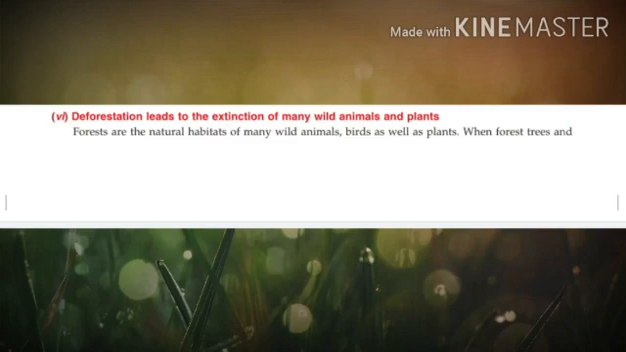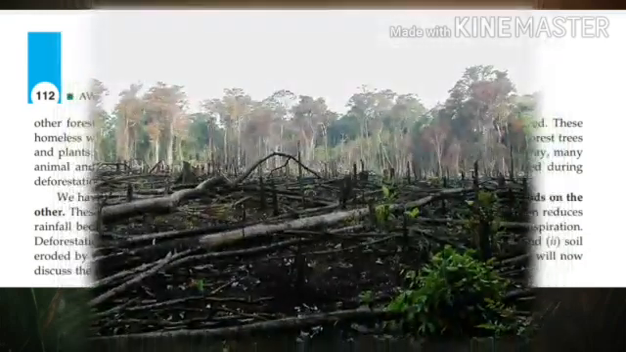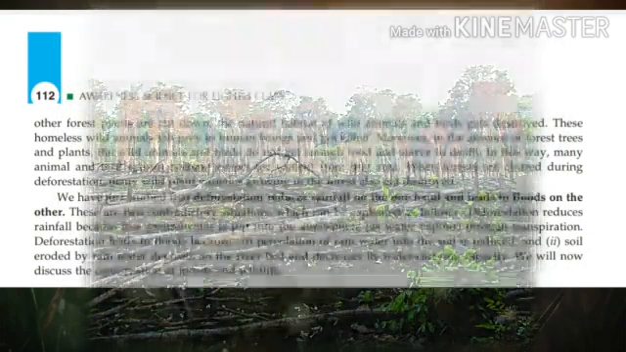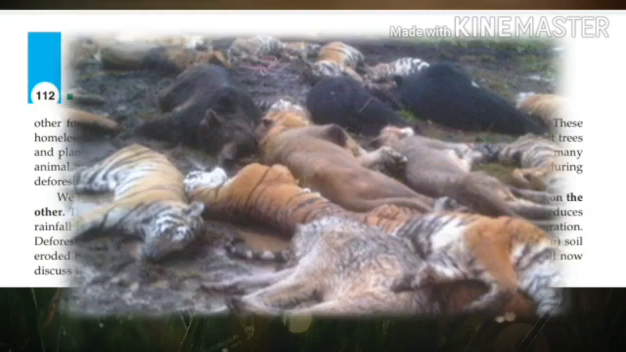And birds also. Many wild birds we find in the jungles, in the forest, as well as many plants like teak, sal, etc. When forest trees and other forest plants are cut down, the natural habitat of wild animals and birds gets destroyed. It will get destroyed or not? Yes. Now, these homeless wild animals fall prey to human beings and get killed. Moreover, in the absence of forest trees and plants, the wild animals and birds do not get enough food and they starve to death. Understand what happens if there is no forest?